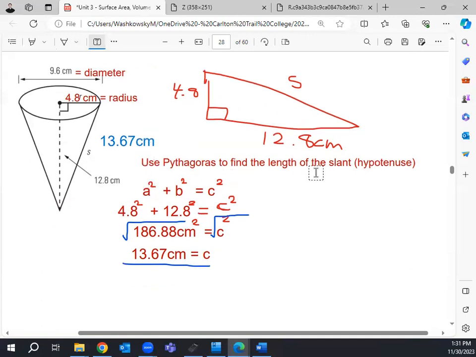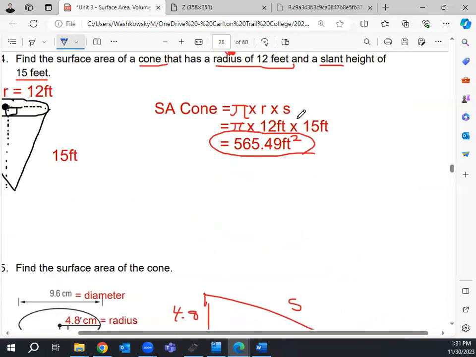So all of that work was to find that hypotenuse. In fact, I'm going to draw a little bit of an arrow right there, just to show that's what I did. So now I can solve it exactly like how I did up above, where, what's my formula? Plug the numbers in, boom, solve it.